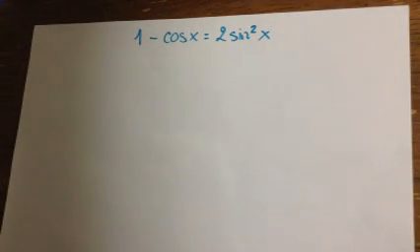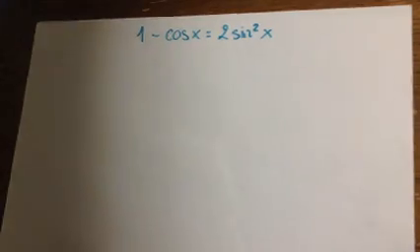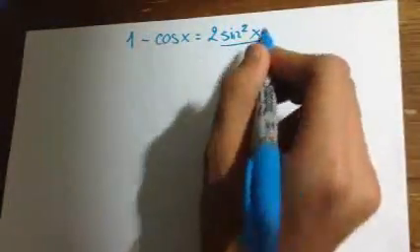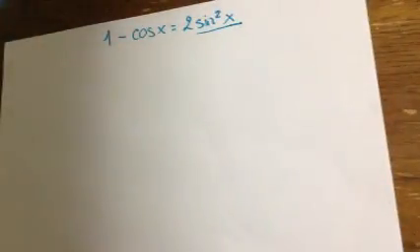Hi everyone, today we will solve this equation by using a single trig function. So our original equation is 1 minus cosine of x equals sine square of x. We can see that sine square of x appears in the Pythagorean identities.